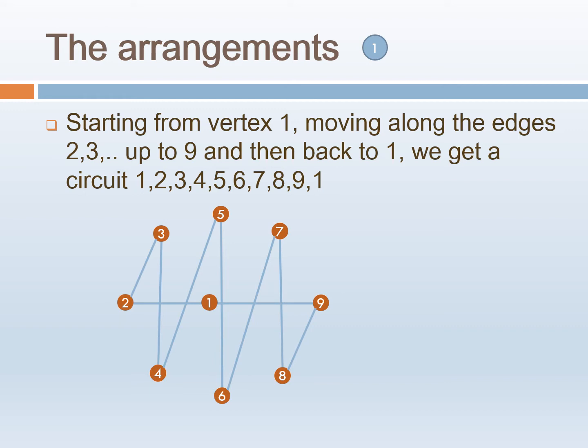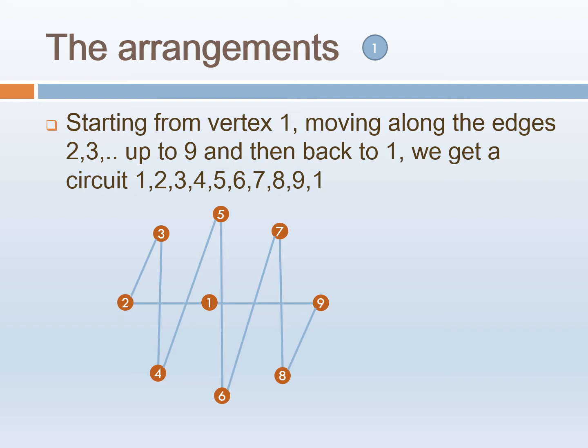Now, the first arrangement is like this. Member 1 sitting next to 2, 2 sitting next to 3, 3 sitting next to 4, then 5, 6, 7, 8, 9, and finally 9 again being the neighbor of 1. So that is the first arrangement. On the first day, all members will be sitting in this way.